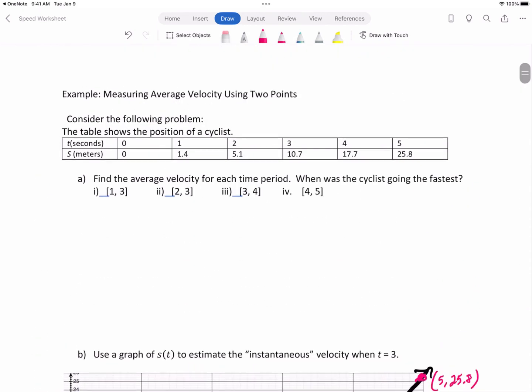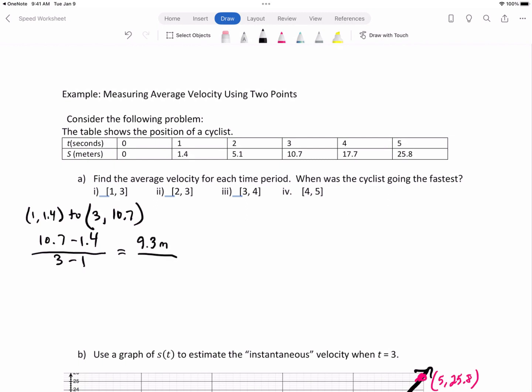Okay, let's go back to the problems where we were to find average velocity. Let's look at the first interval from 1 to 3, and remind ourselves what those ordered pairs would be from the table. Let's calculate a change in distance, so subtract the distances, and a change in time, so subtract the times. What we get then is 9.3 meters over 2 seconds. And when you divide 9.3 by 2, you get 4.65 meters per second.